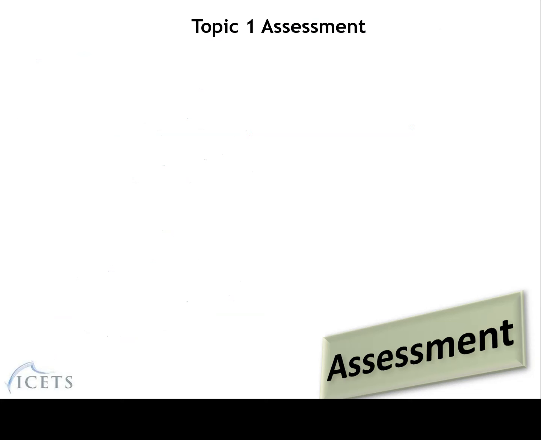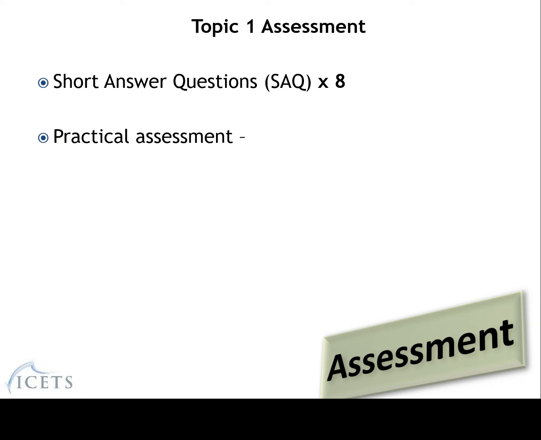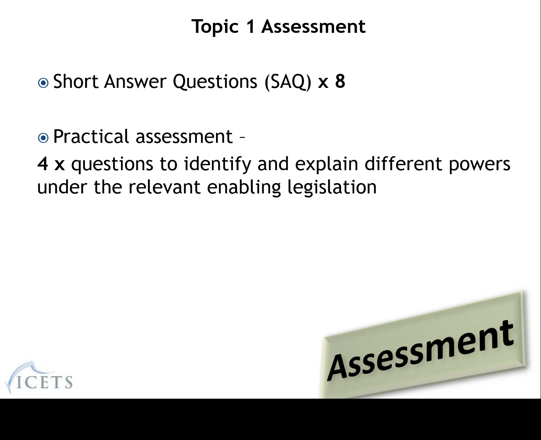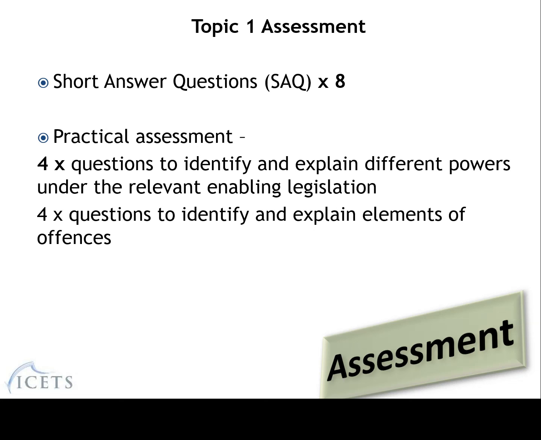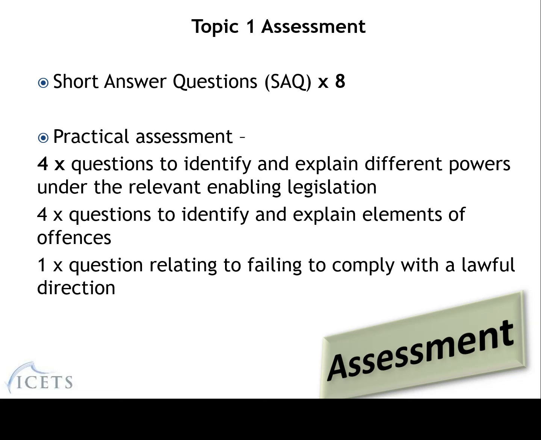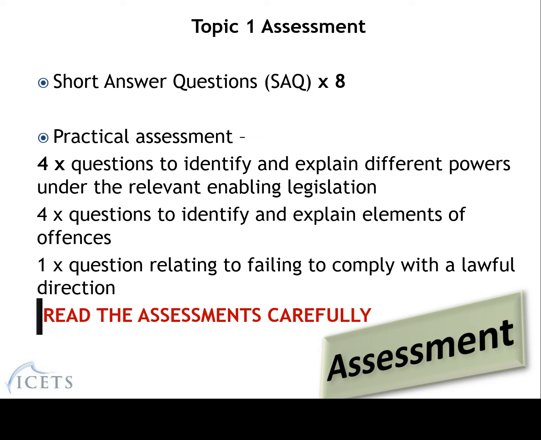So the assessment here in topic 1, there's two assessments. There's the short answer question assessment, of which we have 8 short answer questions, and also the practical assessment. So there's 4 questions to identify and explain different powers under relevant enabling legislation, and 4 questions to identify and explain elements of offences. And then 1 question relating to failing to comply with a lawful direction. Please ensure that you read the assessments carefully.